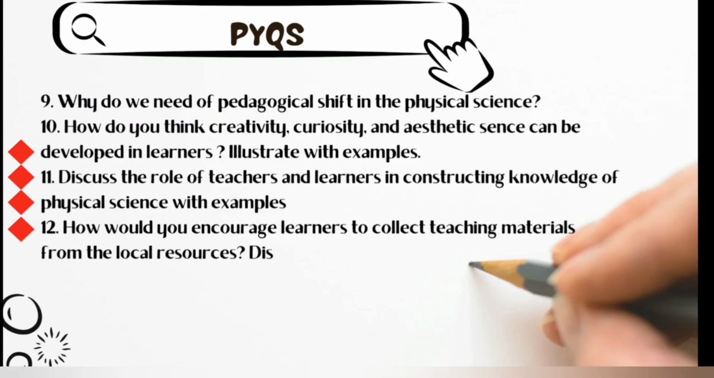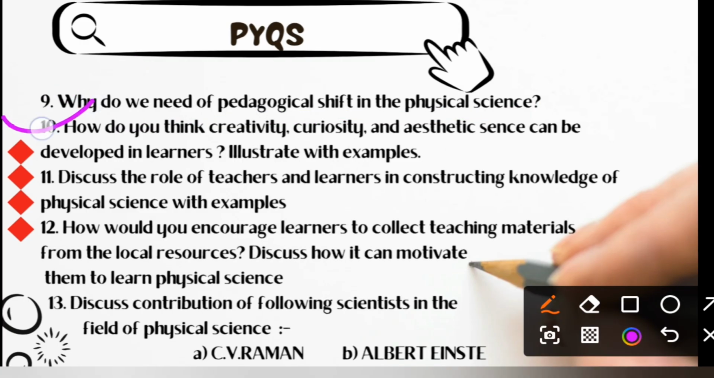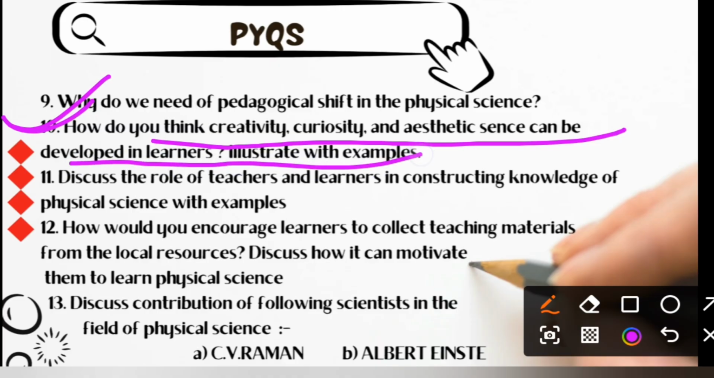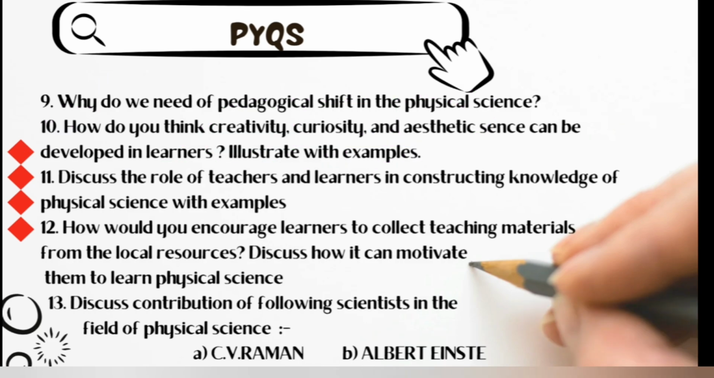Moving toward question number 10, how do you think creativity, curiosity and aesthetic sense can be developed in learners? Illustrate with examples. In this question we have to explain how science helps in our creativity, curiosity and aesthetic sense. In this illustration you have to explain with examples: how a basic invention leads to a big discovery in science, how basic art and craft lead to symmetry. You can also relate it to our daily life. If you demand, I can provide a detailed answer to this question.